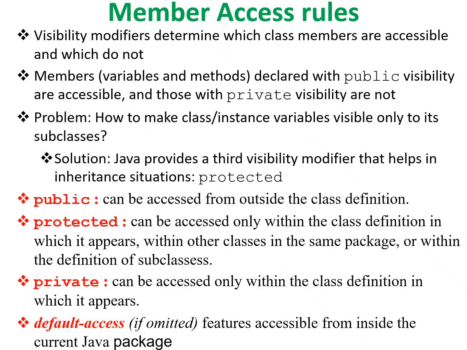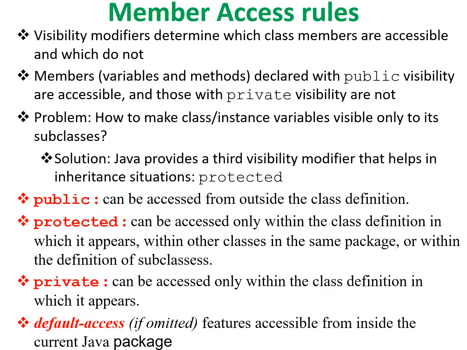Member access rules: visibility modifiers determine which class members are accessible and which are not. Members, variables or methods declared with public visibility are accessible, and those with private visibility are not. Problem: how to make a class instance variable visible only to its subclasses. Solution: Java provides three visibility modifiers that help in inheritance situations. Protected.